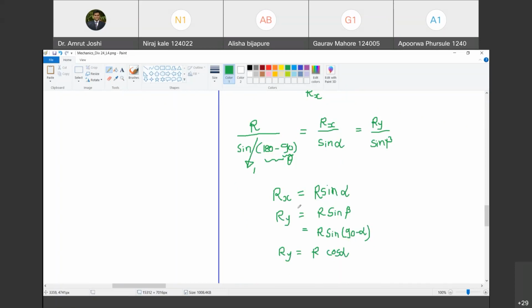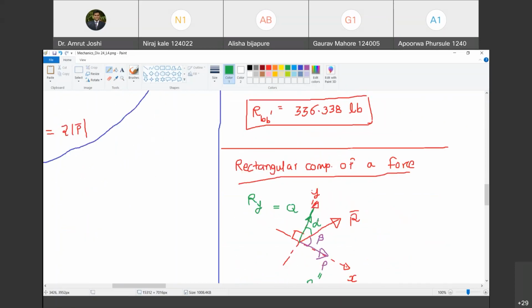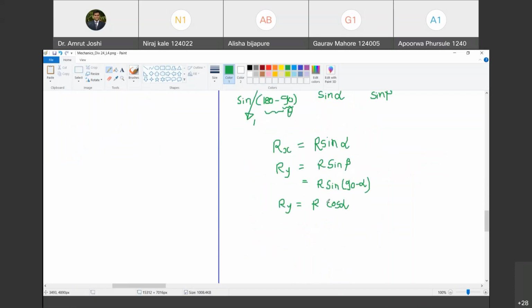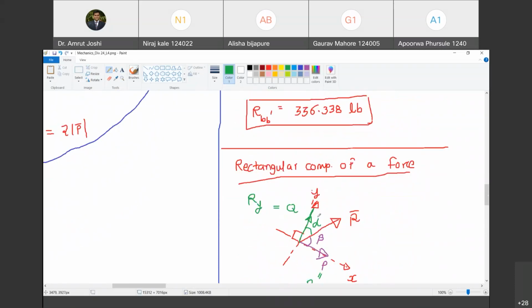Are you with me? Yes, sir. So now I can express Rx and Ry in terms of alpha and R. कैसे? R cos alpha is the y component and R sin alpha is the x component. Do you agree with me? Yes, sir. अच्छा, cos component कौन सा है? Cos component वो है जहां पे मुझे component और R के बीच में अल्फा दिखता है. Are you with me? Yes.